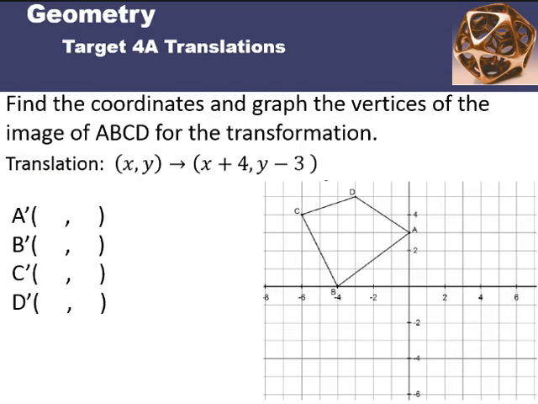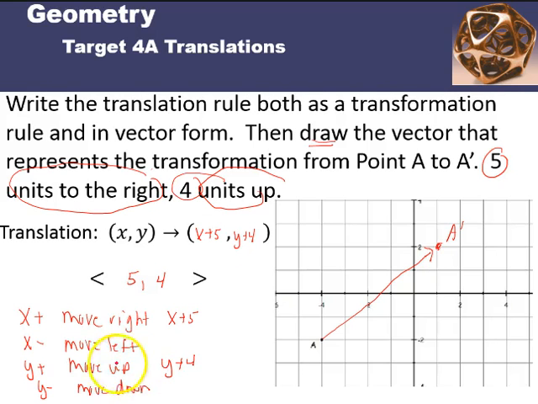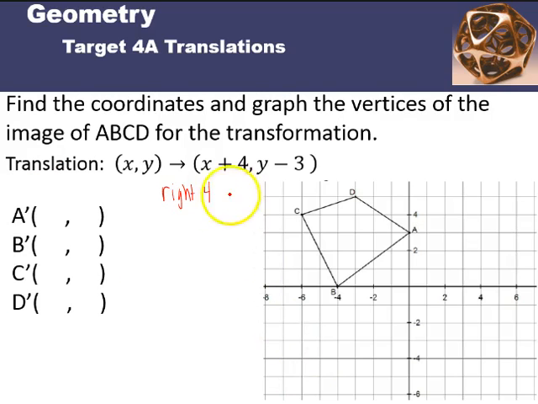Okay, for this one we have to move this according to this translation. So this says x plus 4. So remember that means right 4. And again, we have these rules written down right here. X plus is right. So this said x plus 4, so right 4. Y minus 3 means down 3. So I'm going to take each point and move it right 4 and down 3.